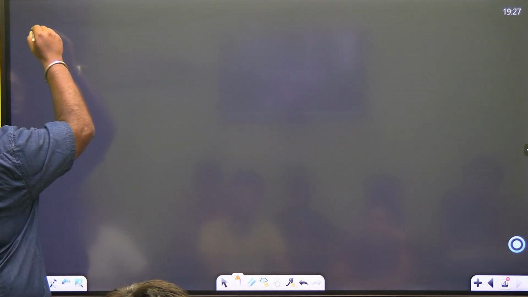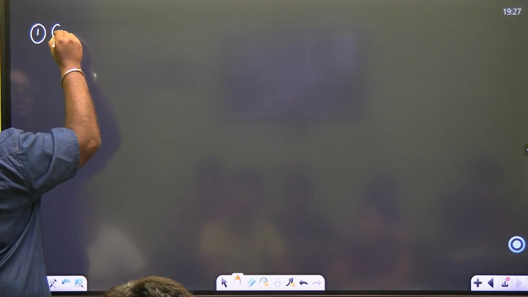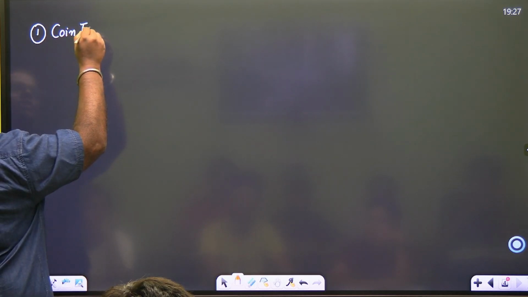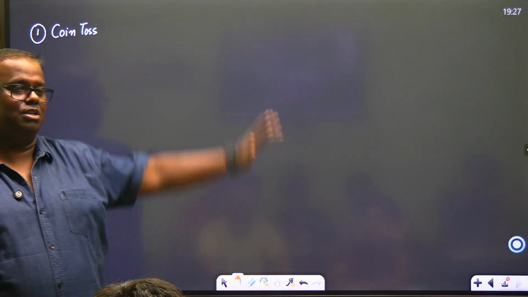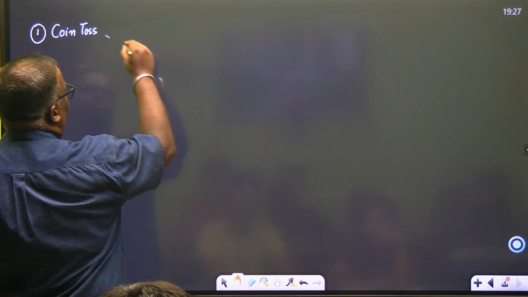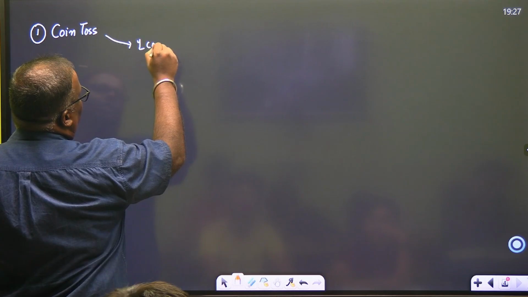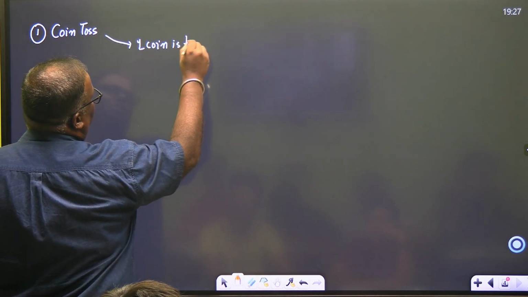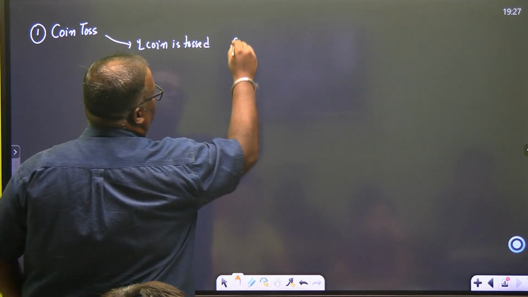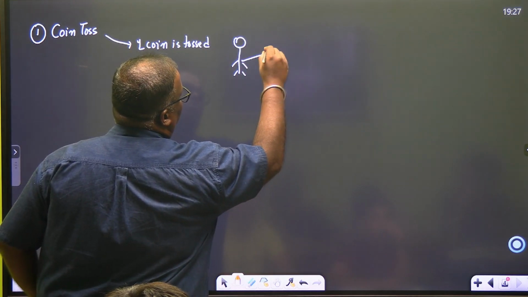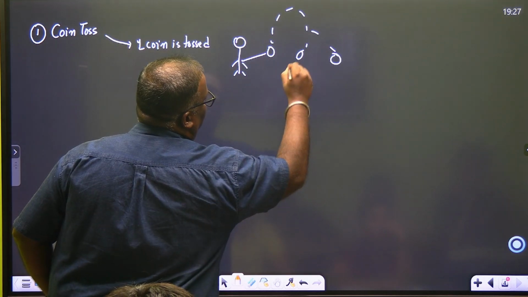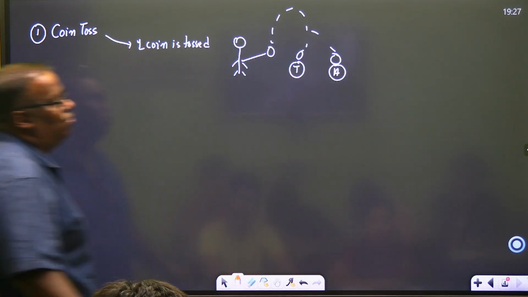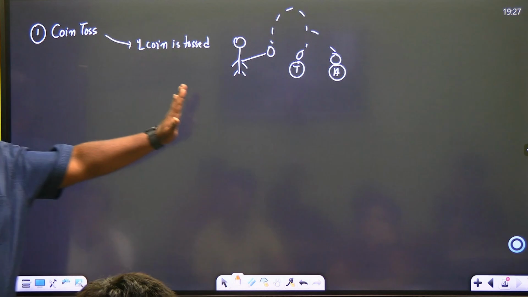Now, our problems will be hovering around a few things. Coin toss. These are the things that you should know. So coin toss can happen. One coin is tossed. Very easy. There is a person and the person tosses one coin and the coin can fall in 2 different ways, either a tail or a head. Every kiddo knows about it. Any issue? No issues.